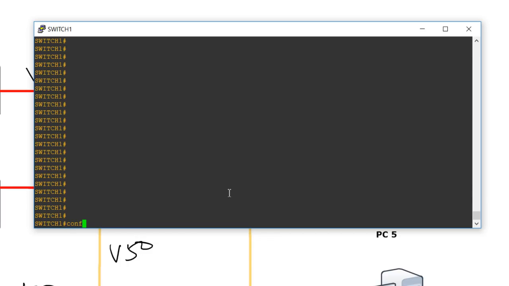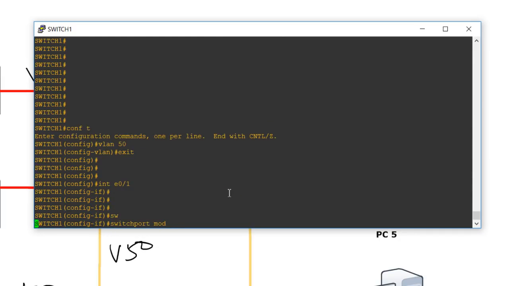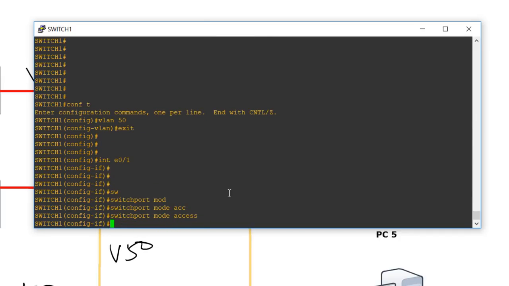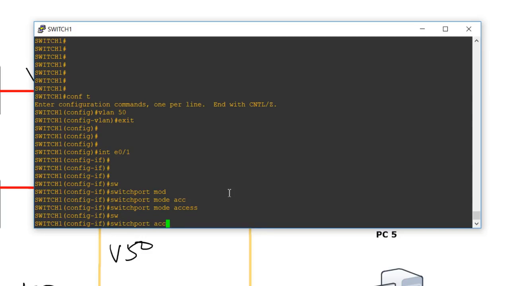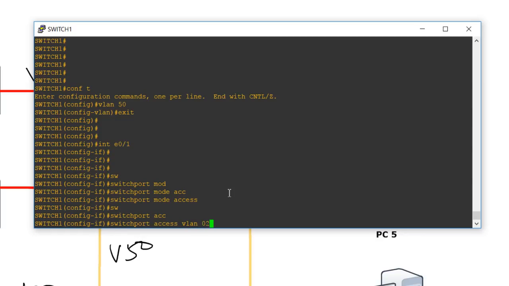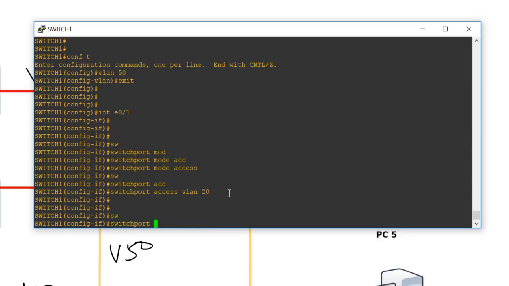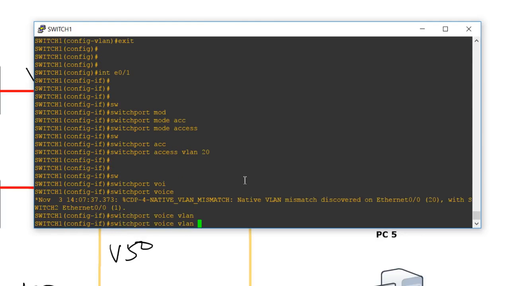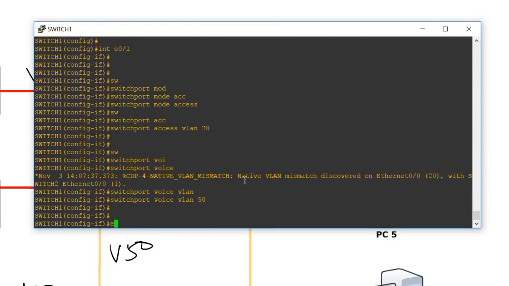Alright, so let's get in and do that. What we'll do is we'll create VLAN 50 first, so VLAN 50. Okay, and we say exit. So a new VLAN 50 is created. So we'll go to interface Ethernet 0/1, switchport mode access. We hardcode the port to be an access port. We did it earlier, but I'm going to do it again. Switchport access VLAN 20, right? And switchport voice VLAN is going to be VLAN 50, right?